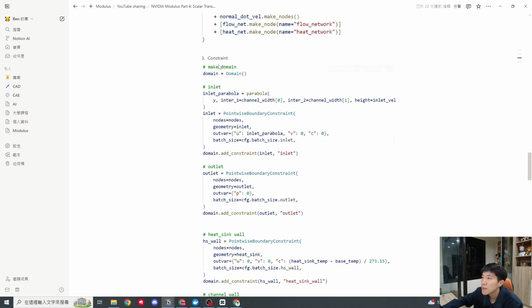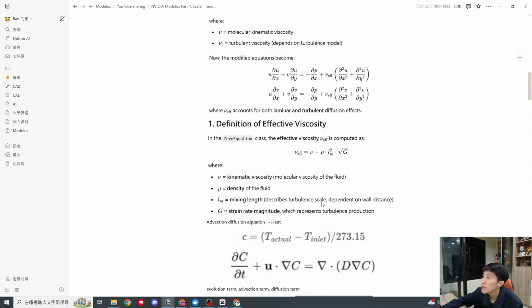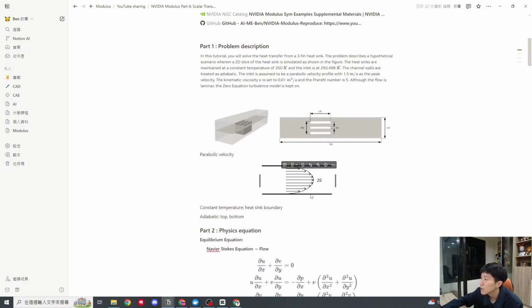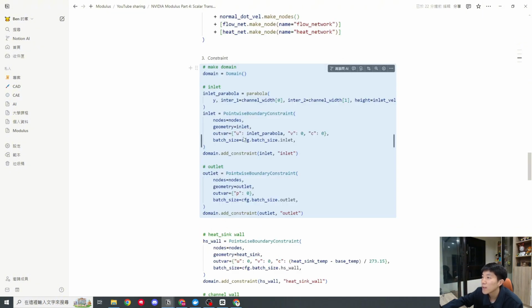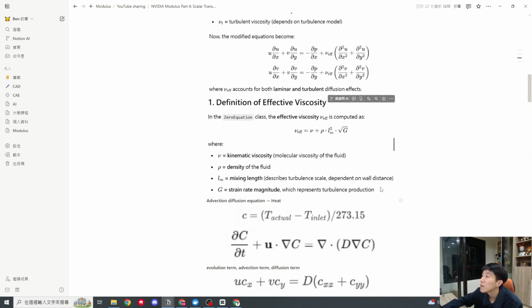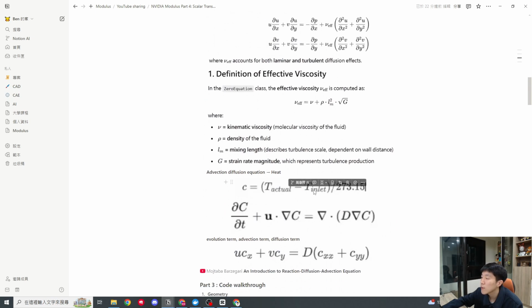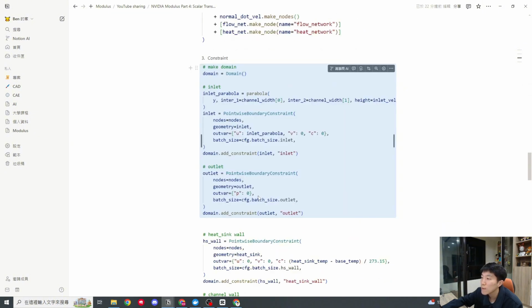And in the constraint, we have the inlet is a parabolic function, which is here. We have discussed this before. So we have the inlet parabolic u, and the velocity v is 0, and the temperature is to be normalized to 0 here. So we know we have temperature inlet minus temperature inlet, so the C is equal to 0. And the outlet, we have pressure set to be 0.